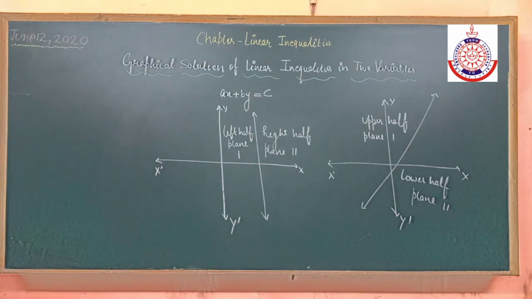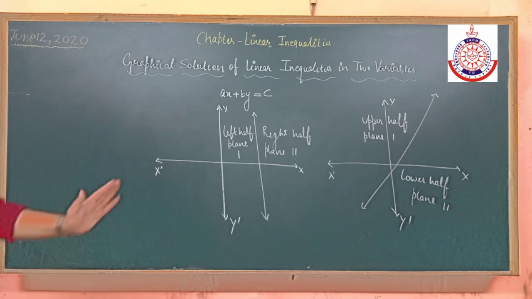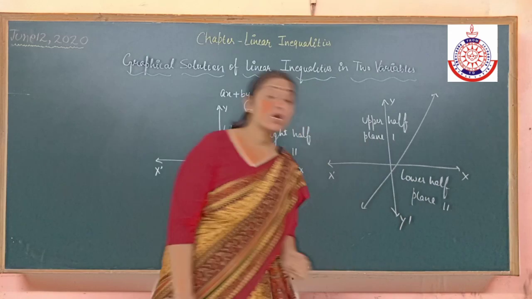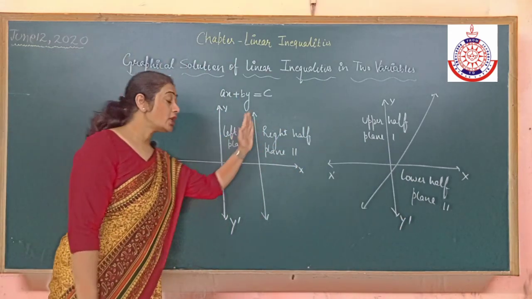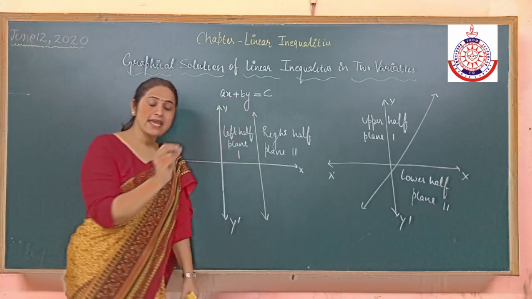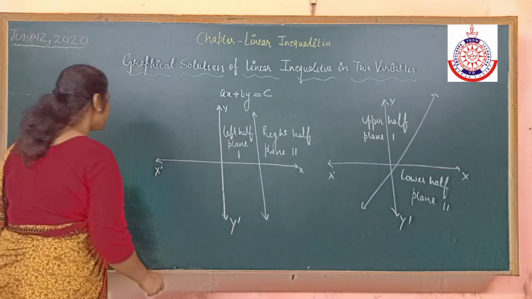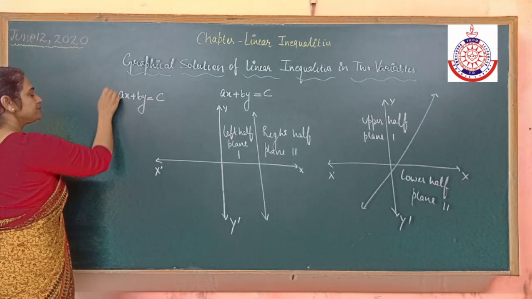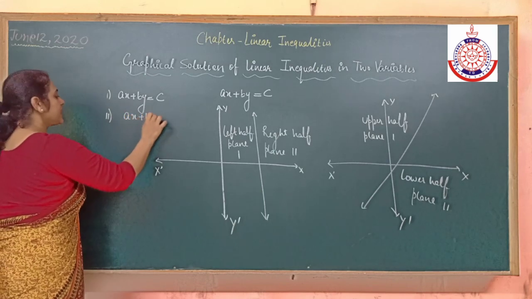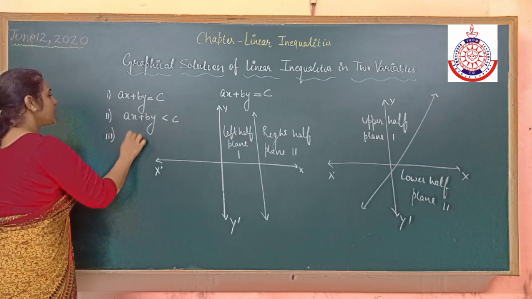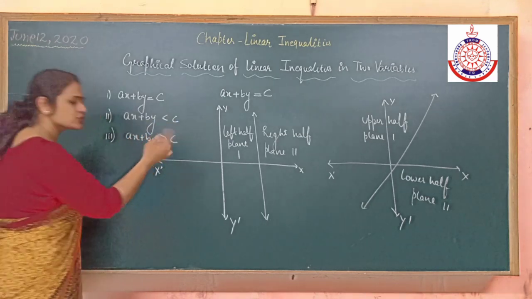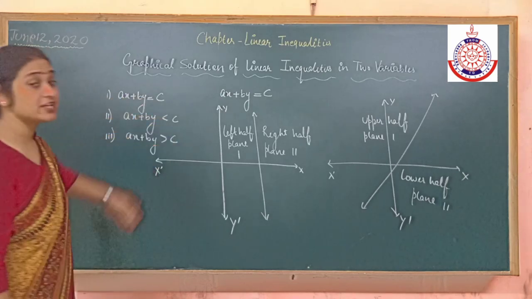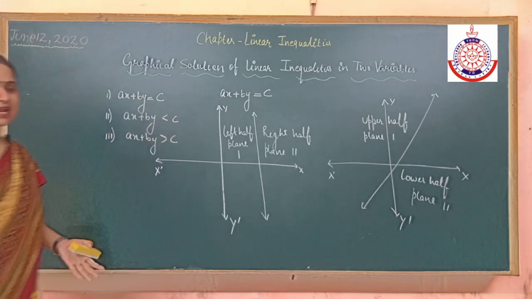Whenever a vertical line is drawn, it divides a plane into a left half plane and a right half plane, clearly from the diagram, and a non-vertical line gives an upper half plane and a lower half plane. We are talking about a line represented by ax plus by is equal to c. The expression ax plus by can have a relation with c: either equal to, or ax plus by less than c, or ax plus by greater than c. Right now I am talking about strict inequalities. Slack inequalities may come too.